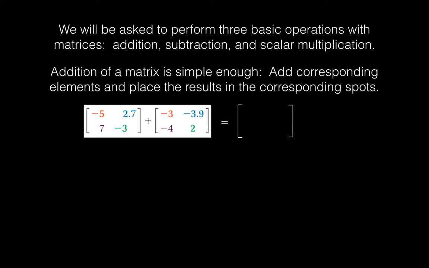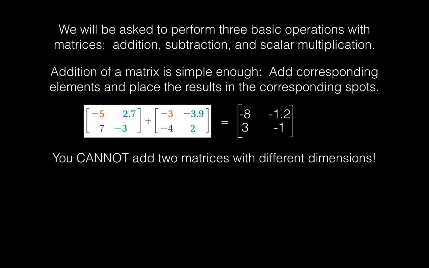Now again, you have to be careful to make sure you do it right, but -5 and -3 would make -8. 2.7 plus -3.9 would make -1.2. 7 plus -4 would make 3. And -3 plus 2 would make -1. And when I say corresponding elements, when I added -5 and -3 to make -8, since those were in the upper left portion, you want to make sure your answer goes in the upper left portion. It's simple enough. It's just something that you need to practice and take advantage of, because it's not that hard to do.